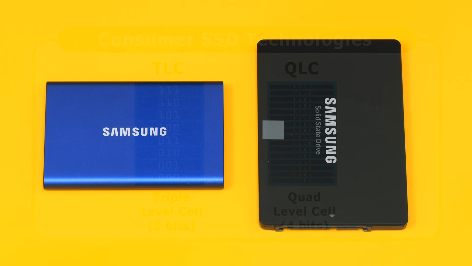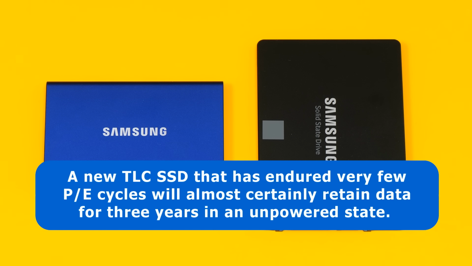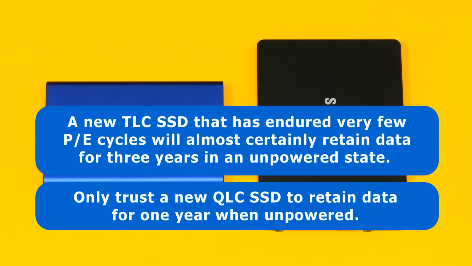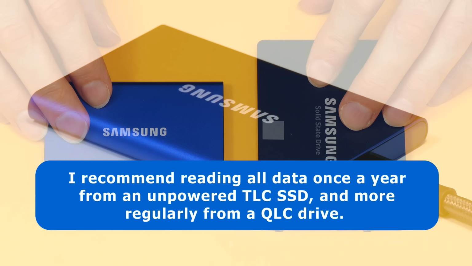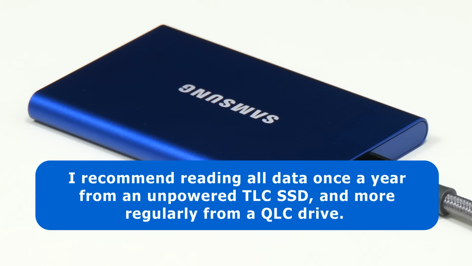Putting all of this together, a new TLC SSD that has endured very few PE cycles will almost certainly be able to retain data for 3 years in an unpowered state. But a new QLC drive should not be trusted for more than a year. These figures assume that an SSD is stored at no more than 30 degrees C, as high temperatures accelerate electron leakage. If you choose to use an SSD for long-term storage, read all of its data once a year for a TLC drive and more regularly for a QLC drive.